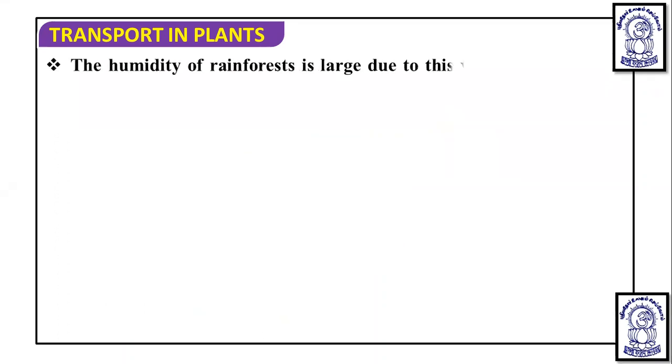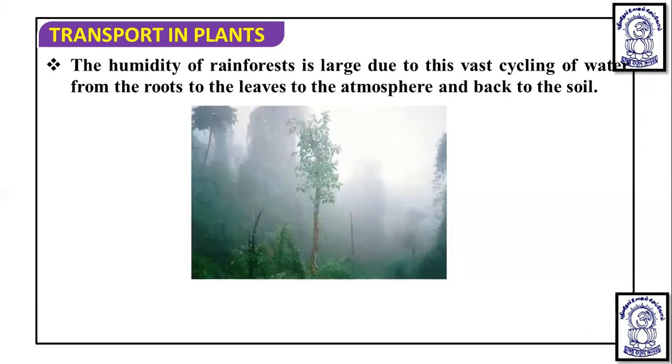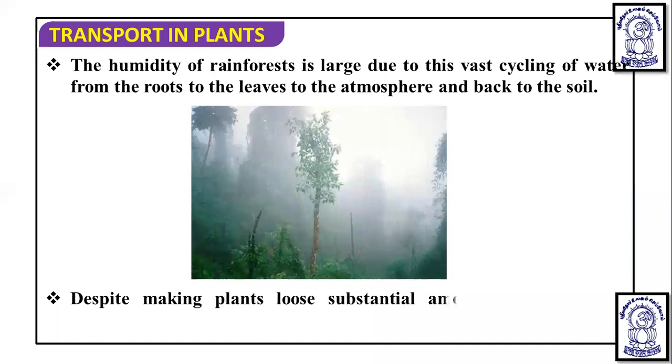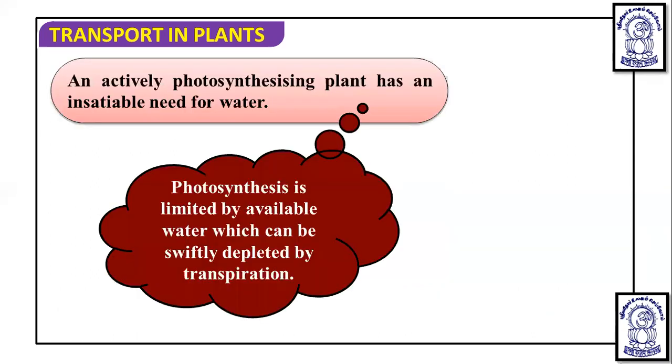The humidity of the rainforest is large due to the vast cycling of water from the root to the leaves to the atmosphere and back to the soil. And despite making the plant lose a substantial amount of water, transpiration is beneficial to plants in many ways. So first we are talking about this particular point: an actively photosynthetic plant has insatiable needs. Photosynthesis is limited by availability of water, and that we have discussed.